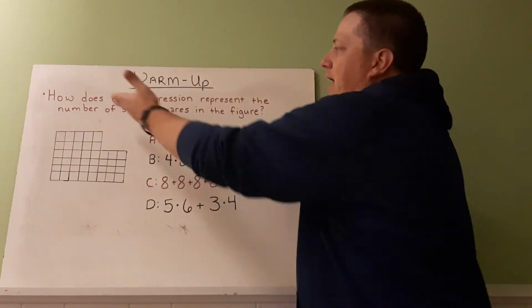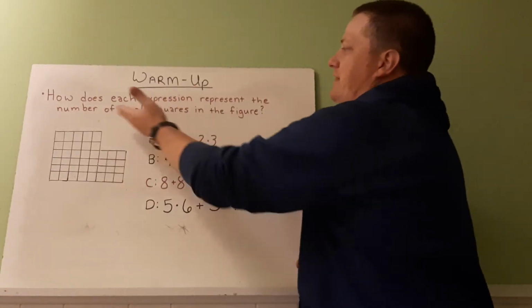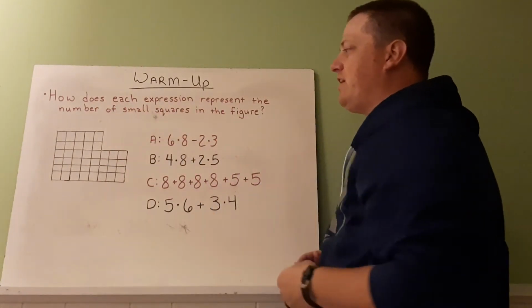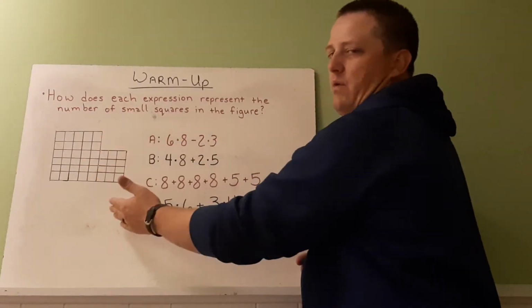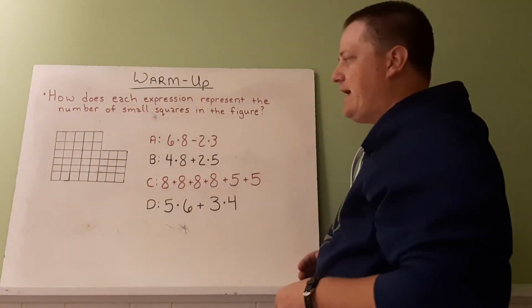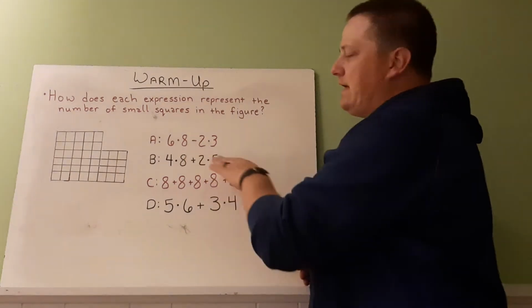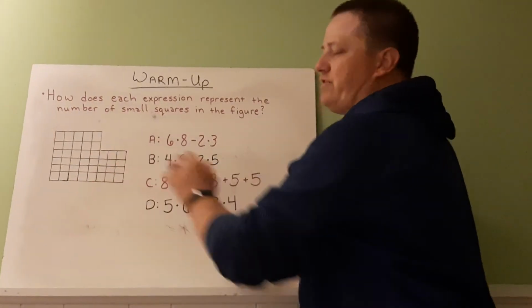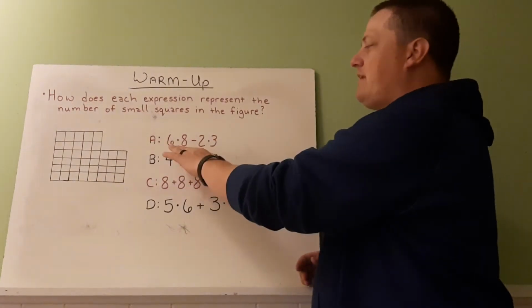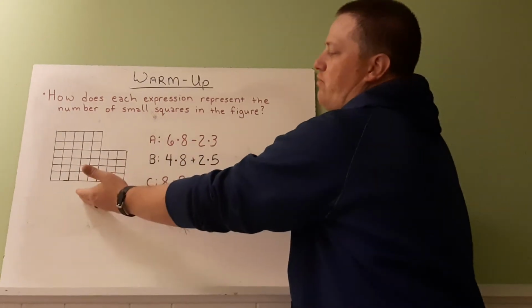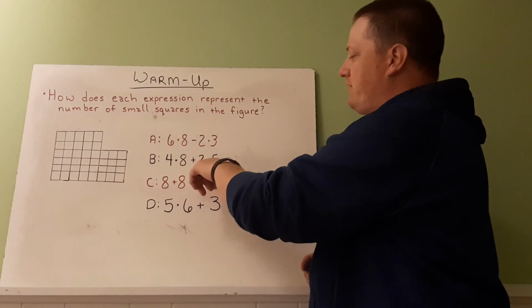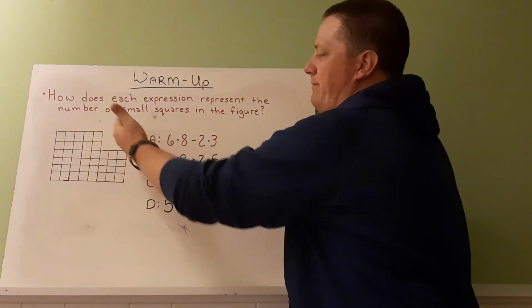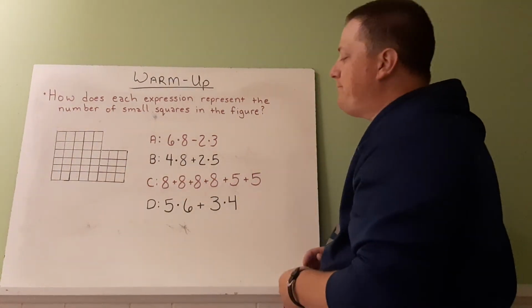All right, so how does each expression represent the number of small squares in the figure? So I have 4 expressions here, and I have this picture of squares. I want you to look at it and try to determine how each expression could represent this drawing. So 6 times 8 minus 2 times 3 represents this drawing somehow. 4 times 8 plus 2 times 5 represents this drawing in some way.